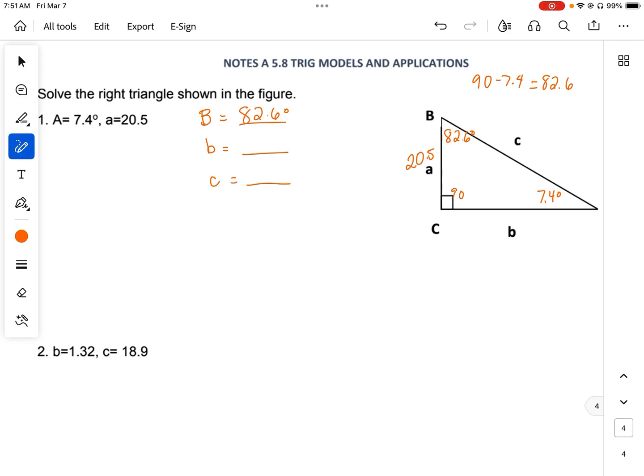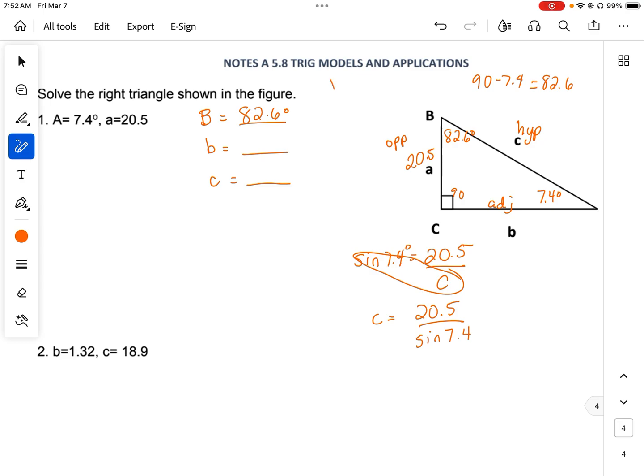All right. So then we need to get our sides. So let's use our original of 7.4. So this would be opposite, this would be adjacent, and this would be hypotenuse. So if I want to find the hypotenuse, I would use sine. So sine of 7.4 equals 20.5 divided by c. So in order to solve this, we would get c all by itself. So the easiest way to do that is to exchange these guys. And so we have 20.5 divided by sine of 7.4.